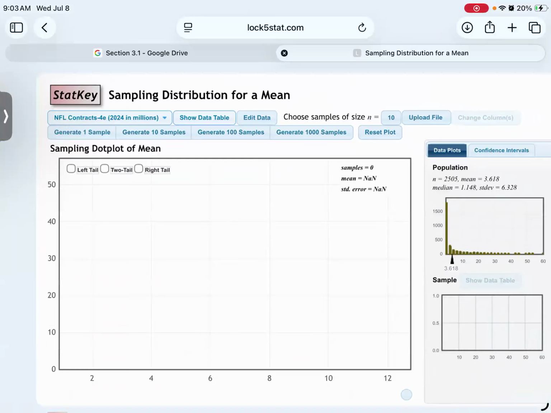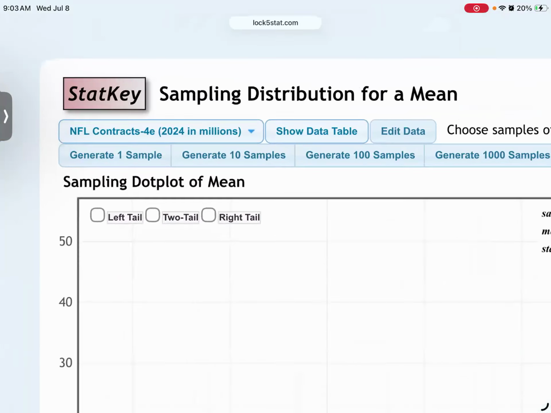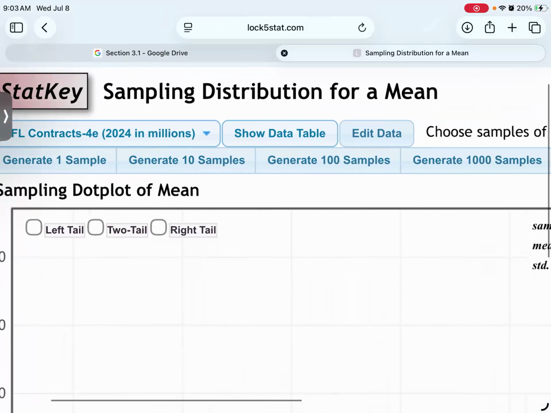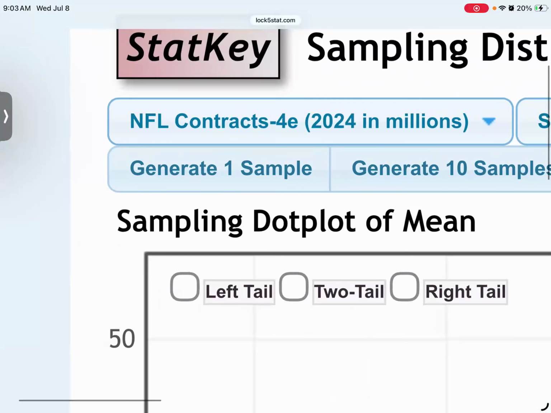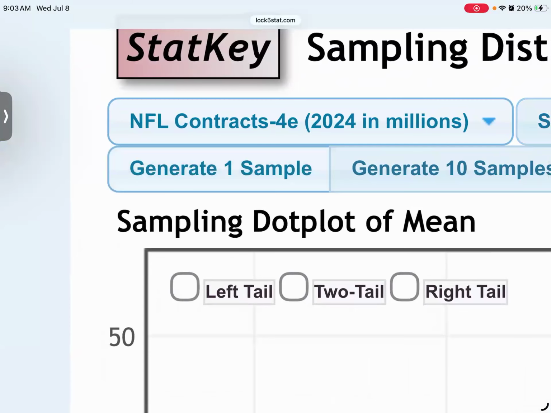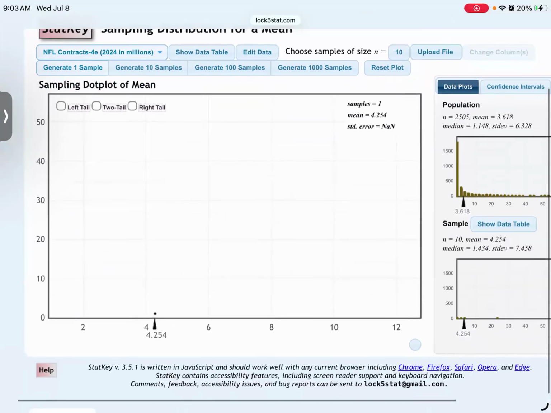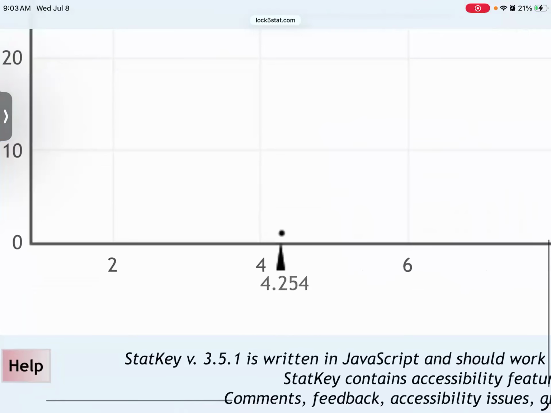And what I want you to do for this first one is, you can generate one, 10 samples, 100 or 1,000. I want you to just do one. All right, let's just do one right here. Generate one. And so it randomly picked, there's my dot. Now your dot might be somewhere completely different. Mine right now is 4.254. Is that a bad guess? Yes, because the actual truth is 3.6, and this sample was guessing about 4.2. So it's a little too high of a guess.